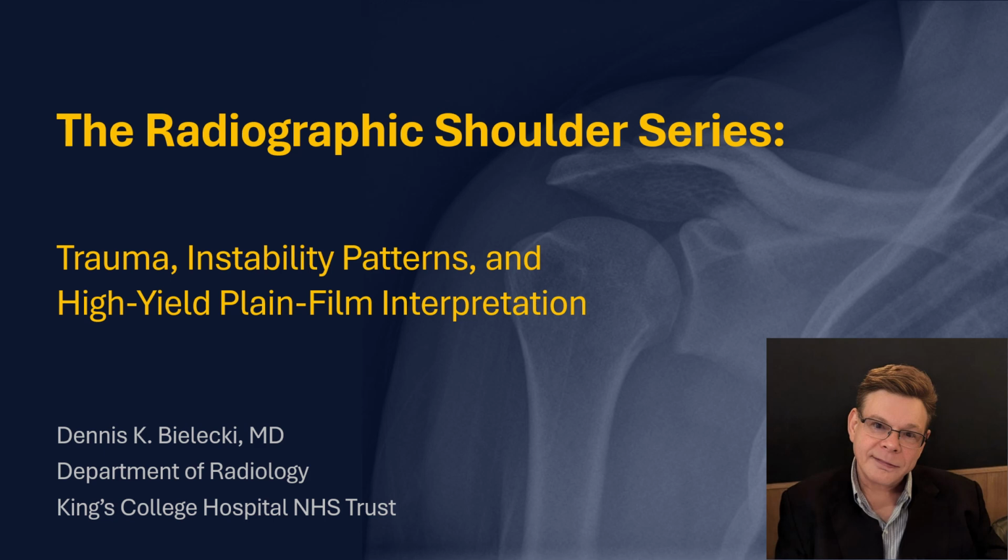We'll proceed in a proximal to distal manner, beginning with the clavicle and periclavicular joints, then moving through glenohumeral instability, proximal humerus fractures, and finally, degenerative and systemic patterns. The emphasis today is not classification systems for their own sake. It is practical interpretation: alignment, displacement, instability, secondary signs.